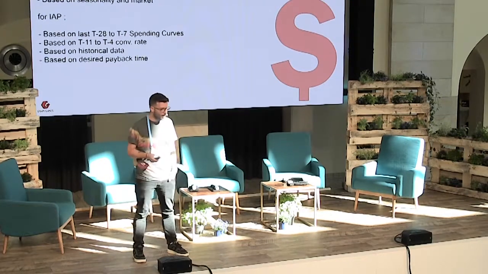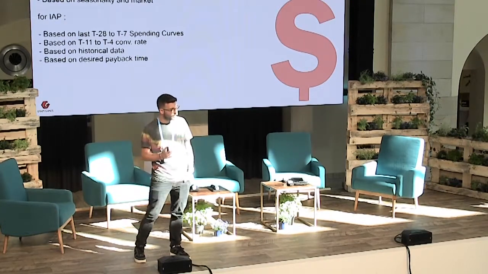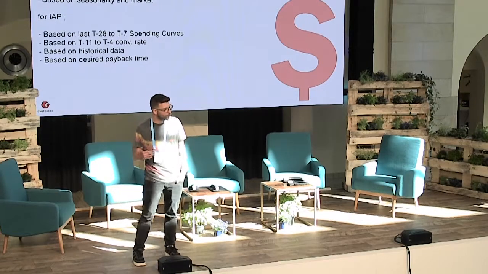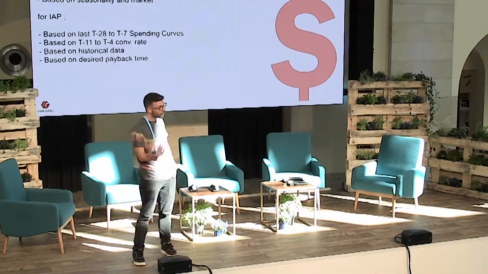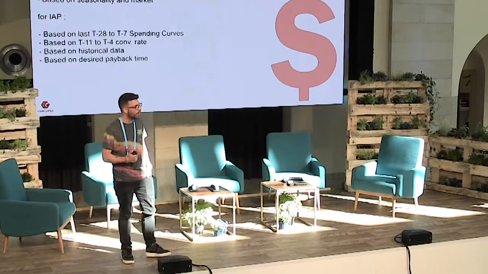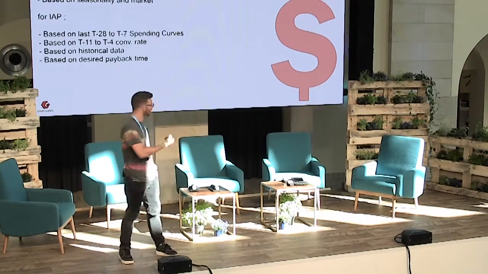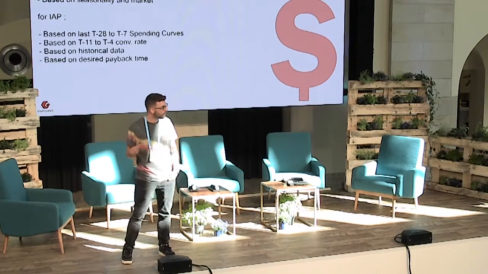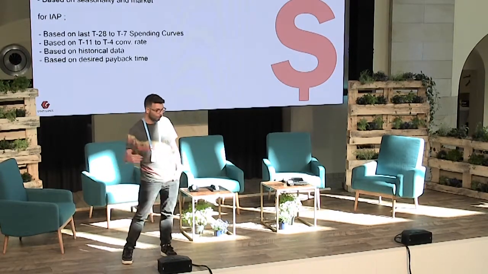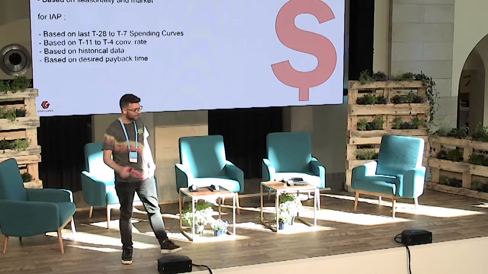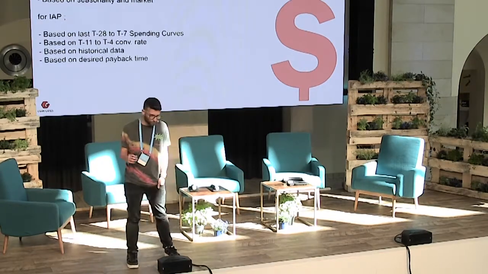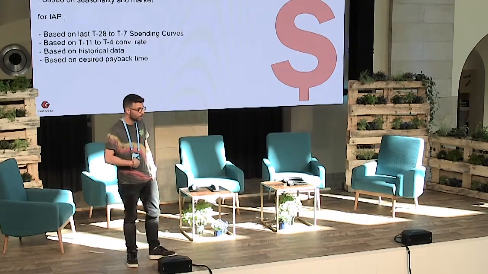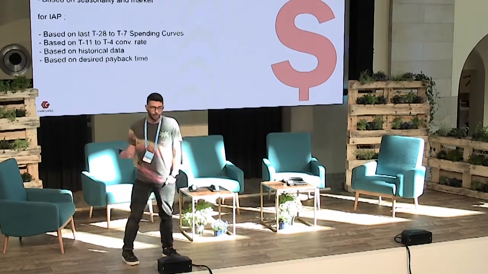On the IAP side, we take into consideration T-28 to T-7 spending curves, then based on conversion rates of last week, and historical data if we don't have a significant sample on what we are looking at. And you define your desired payback time for that game, which defines your ROAS goals, which defines your bidding methodologies.